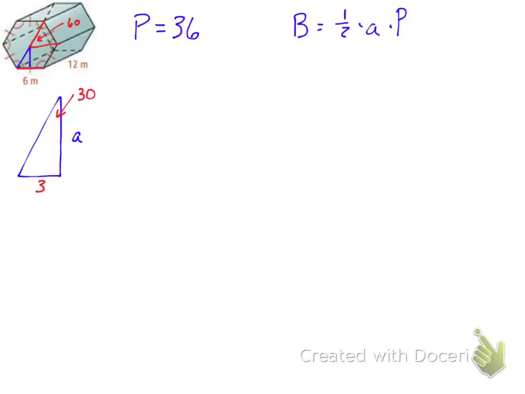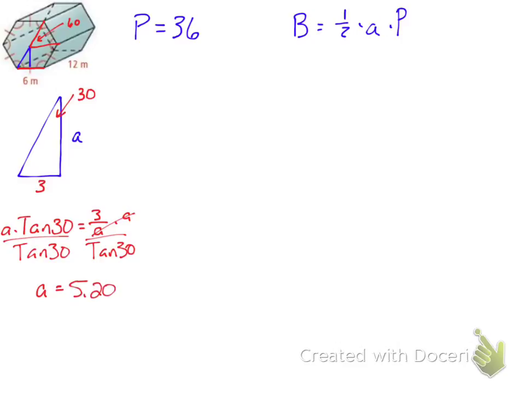And so I'm going to use tangent of 30 is equal to 3 over a. I can multiply both sides by a, and then divide by the tangent of 30. When I do that, I should get my apothem is 5.20. The area of my base is going to be 1/2 times 5.20 times my perimeter, which is 36. So you get the area of the base is going to be 93.6, and again, these are meters, so square meters.